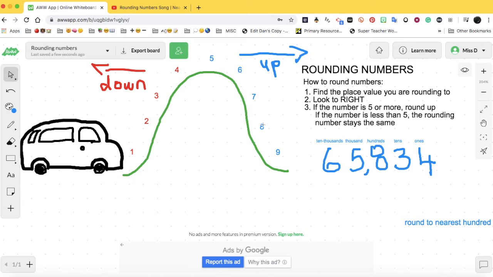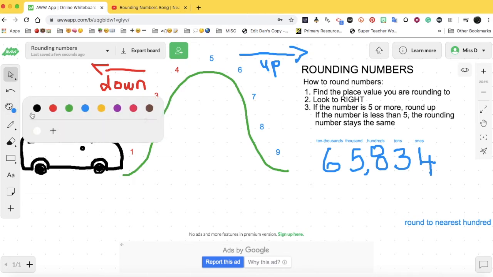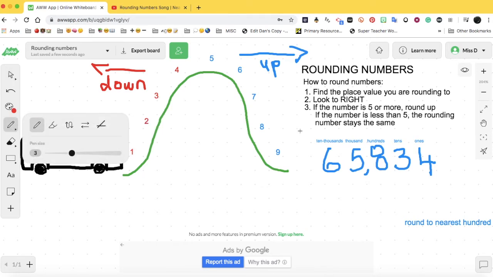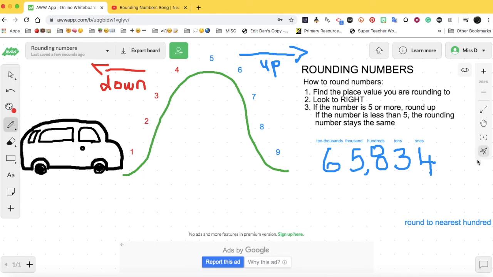Okay, so the first rule for rounding numbers is you find the place value that you're rounding to. So when I say that, if I'm saying you have to round it to the nearest 100, then I need to underline my hundreds column. What number is in my hundreds column? It is 8. Next up, what's the next step? Look to the right. This number here tells us if we're going to round our 8 up, make it 9, or if we're going to keep it the same.